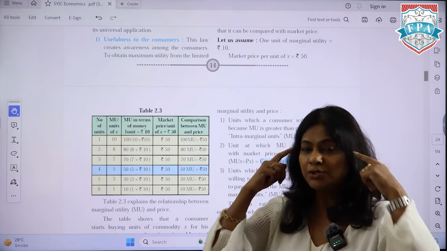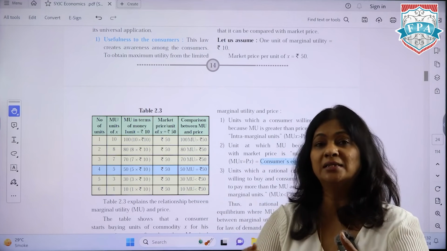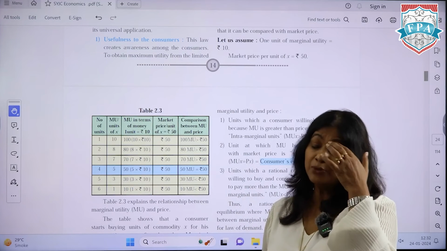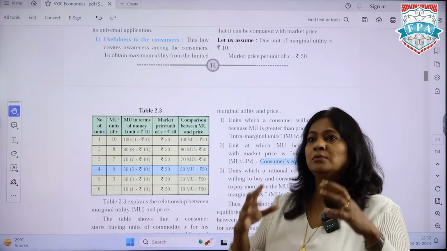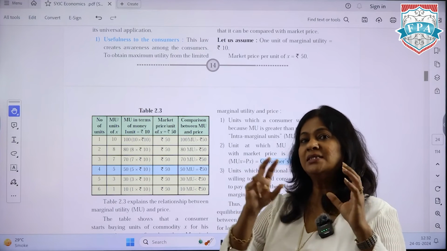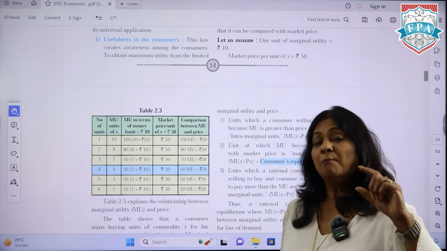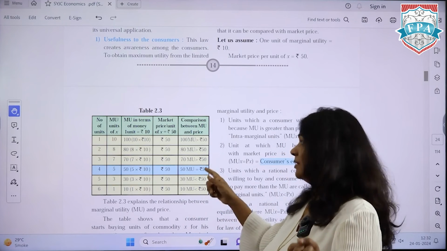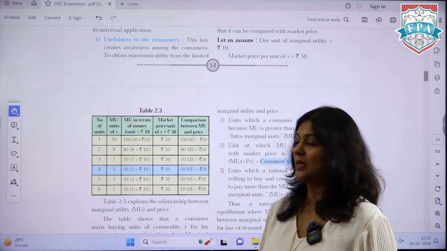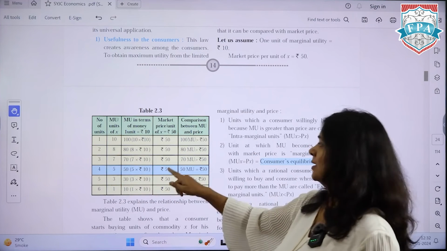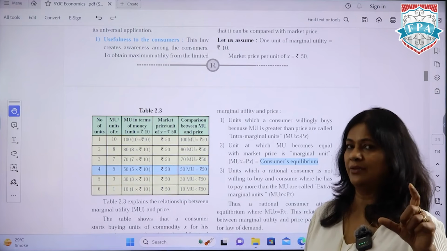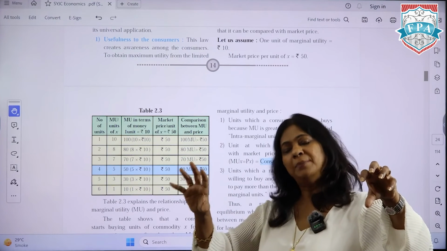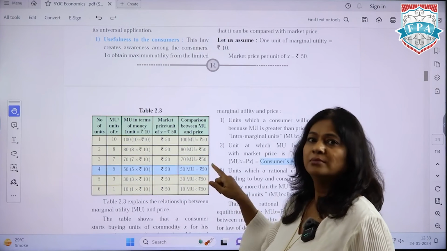नाउ प्लीज अंडरस्टैंड, दिस विल ऑल्सो हेल्प यू अंडरस्टैंड कि बंदा क्यों खरीदता जाएगा, क्योंकि उसके लिए यूटिलिटी ज्यादा है और प्राइस कम है. ओके, ही मूव्स अप टू द थर्ड यूनिट. अब उसकी MU 7 हो गई, तो एक यूनिट का 10 रुपया, दैट मीन्स 7 यूनिट्स का 70. दैट मीन्स द मार्जिनल यूटिलिटी का वैल्यू इज 70, बट द मार्केट प्राइस इज 50. स्टिल इट इज हायर, कंज्यूमर वुड लाइक टू बाय इट. फोर्थ यूनिट पे द मार्जिनल यूटिलिटी इज 5. नाउ हियर मार्जिनल यूटिलिटी का भी वैल्यू 50 है और प्राइस भी 50 है. नाउ दिस इज द पॉइंट ऑफ equilibrium.